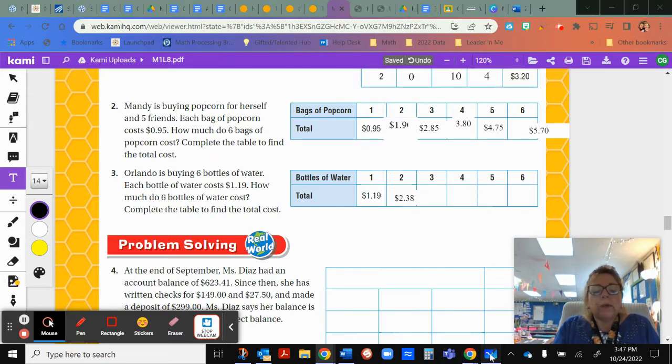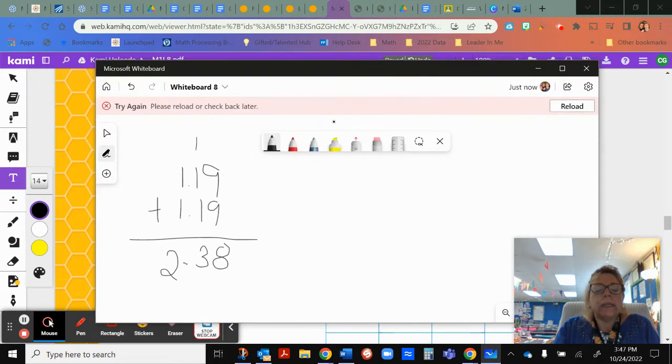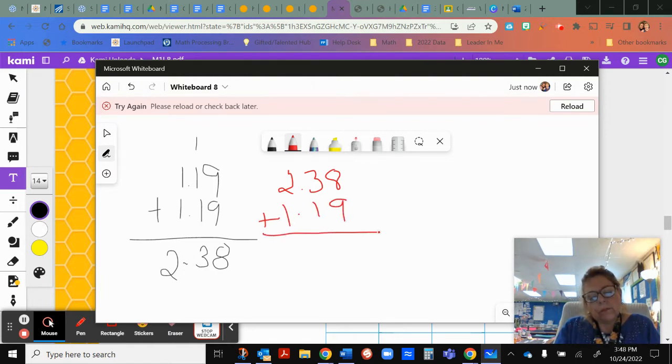And now let's bring this up for 3. So I'm going to add another $1.19. So I'm going to bring my $2.38, I'm going to switch ink, plus another $1.19. 9 plus 8 equals 17. That's 3, 4, 5. Bring down my decimal. 2 plus 1 equals 3. So for 3 bottles, it's $3.57.